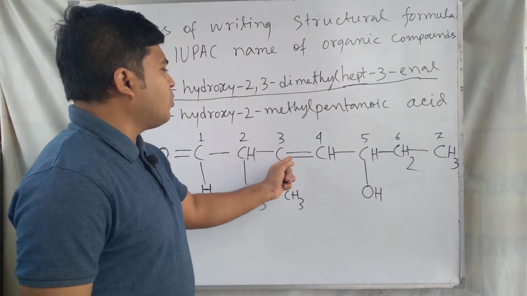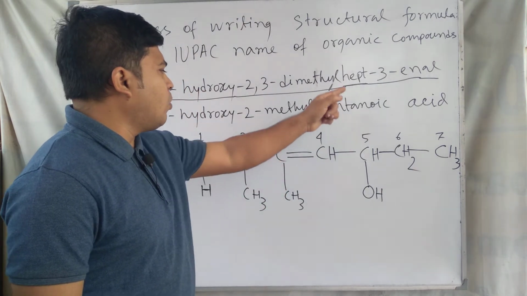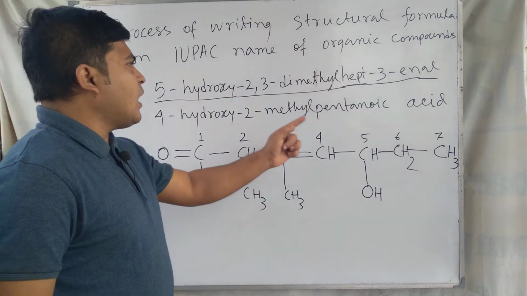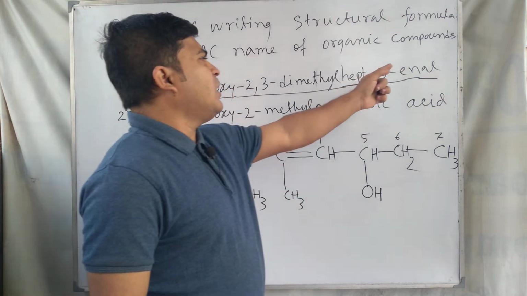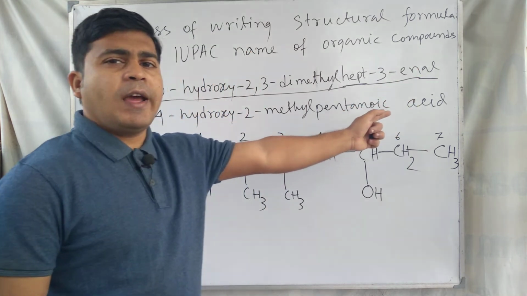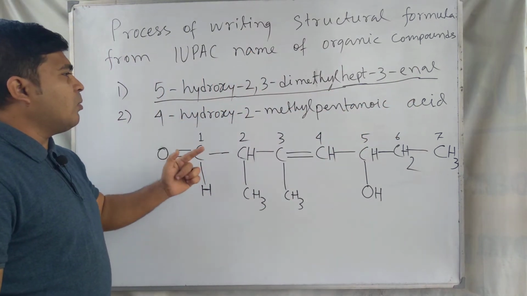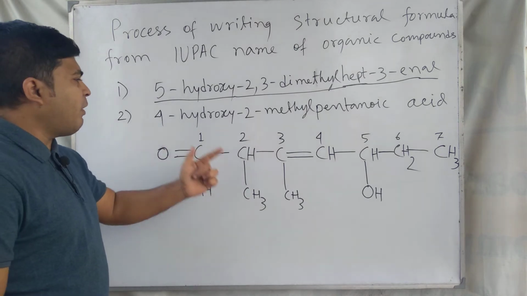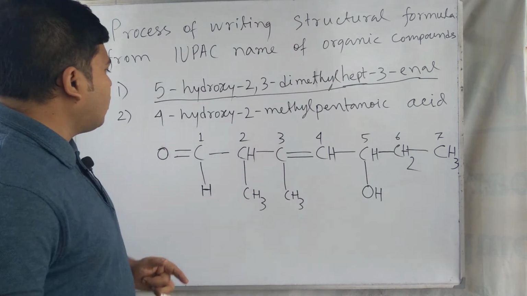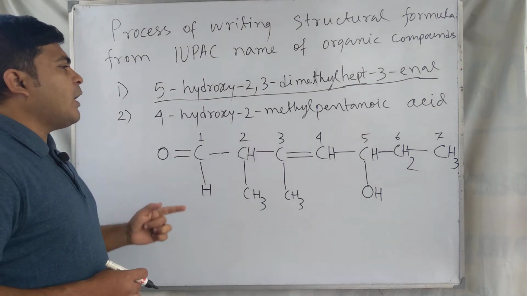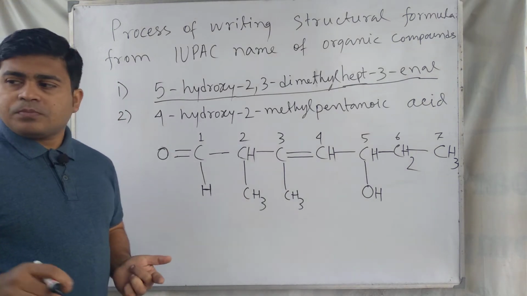In the 3 position a double bond is present because of the en suffix, and 3-en-1-al, actually it is 1-al, 3-en-1-al, and one position is the one position, in the one position one functional group is present, and that's the aldehyde functional group. So the name is like this and the structure is this one.